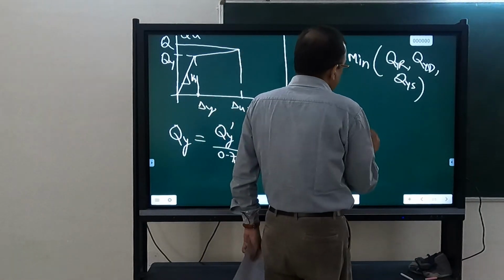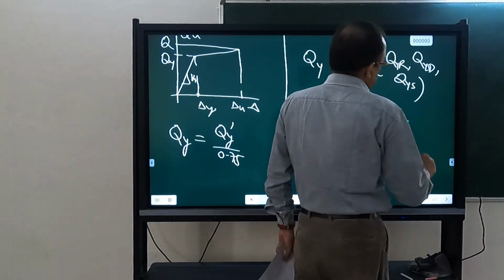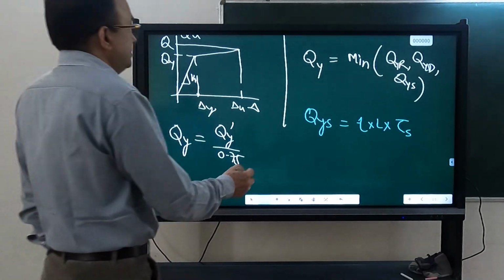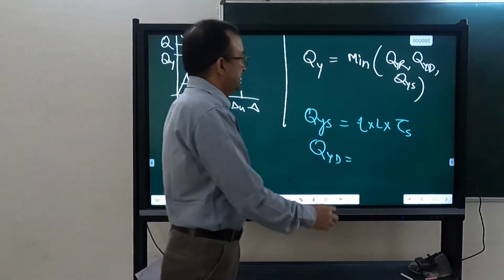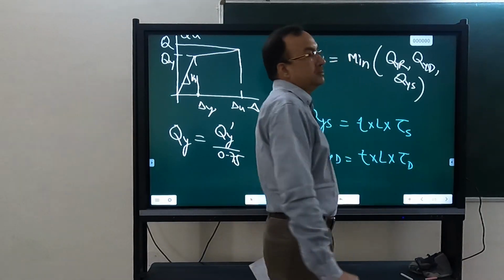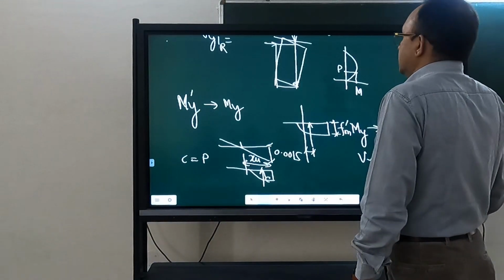It's simple. It is t into L into the sliding shear strength, tau D. The cross-sectional area: shear strength, t of that pier into L of that pier into tau D, the strength. We are calculating for one pier, not for the periphery.